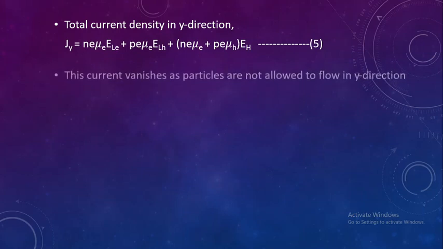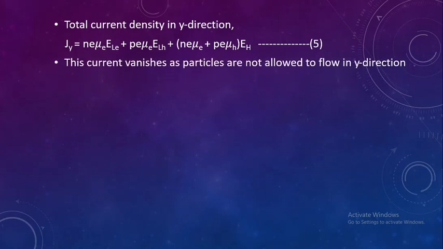So this current vanishes because the particles are not allowed to flow in the y direction as a result of the presence of the surface of the sample. We are not considering an infinite semiconductor. It will have a certain boundary, which is nothing but the surface. That's why at the surfaces the current is going to vanish along the y direction. So we can say that at the surface of the sample J_y equals 0. And also we have seen that the Hall constant R_H equals E_H by J_x into B.